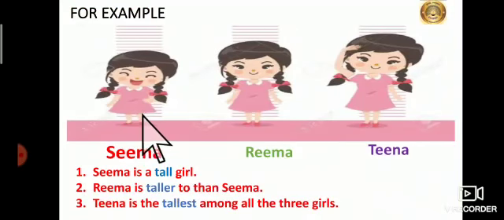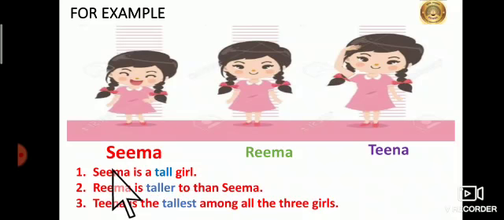For example, these are the 3 girls, Seema, Reema, and Tina. Seema is a tall girl. These are the same kind of sentences that you have just read about the cat. Now there is no comparison of Seema because she is a tall girl and there is no comparison. So this sentence is a positive statement.